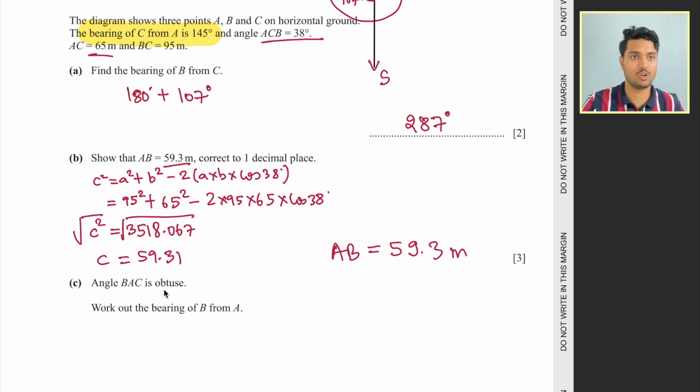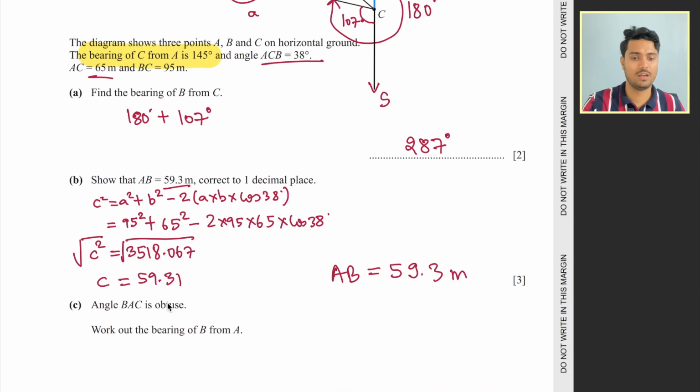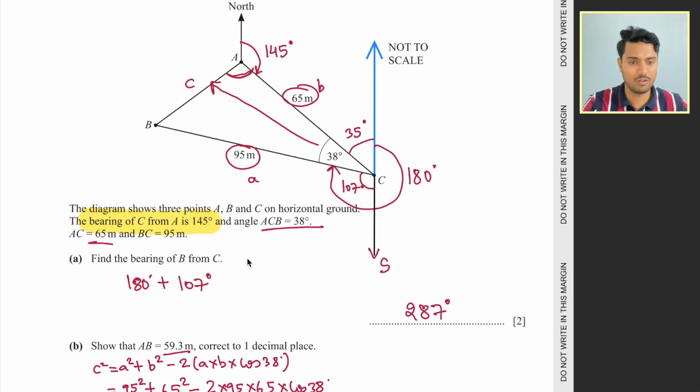It says angle BAC is obtuse. Angle BAC, this angle is obtuse. Work out the bearing of B from A. Now we have to find the bearing of B from A. Bearing of B from A means there. So okay, this is 145. Bearing of B from A is going to be this angle. So for this angle, we have to find this angle, which is unknown to us.